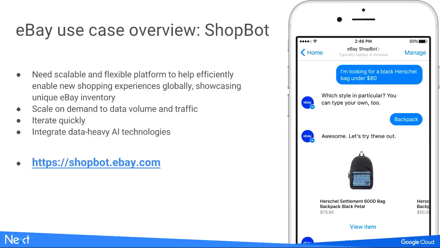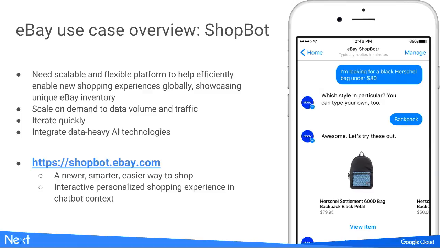Our first application that we launched this last October is eBay ShopBot. So if you happen to have a mobile device or laptop, you can go to ShopBot, ebay.com, and start playing with it. So eBay ShopBot is a newer, smarter, and easier way to shop in chatbot context, right? And it leverages AI with NLU, dialog management, and also visual search. So you can snap a picture of an item you're interested in and submit it to ShopBot, and it will hopefully find something very close.